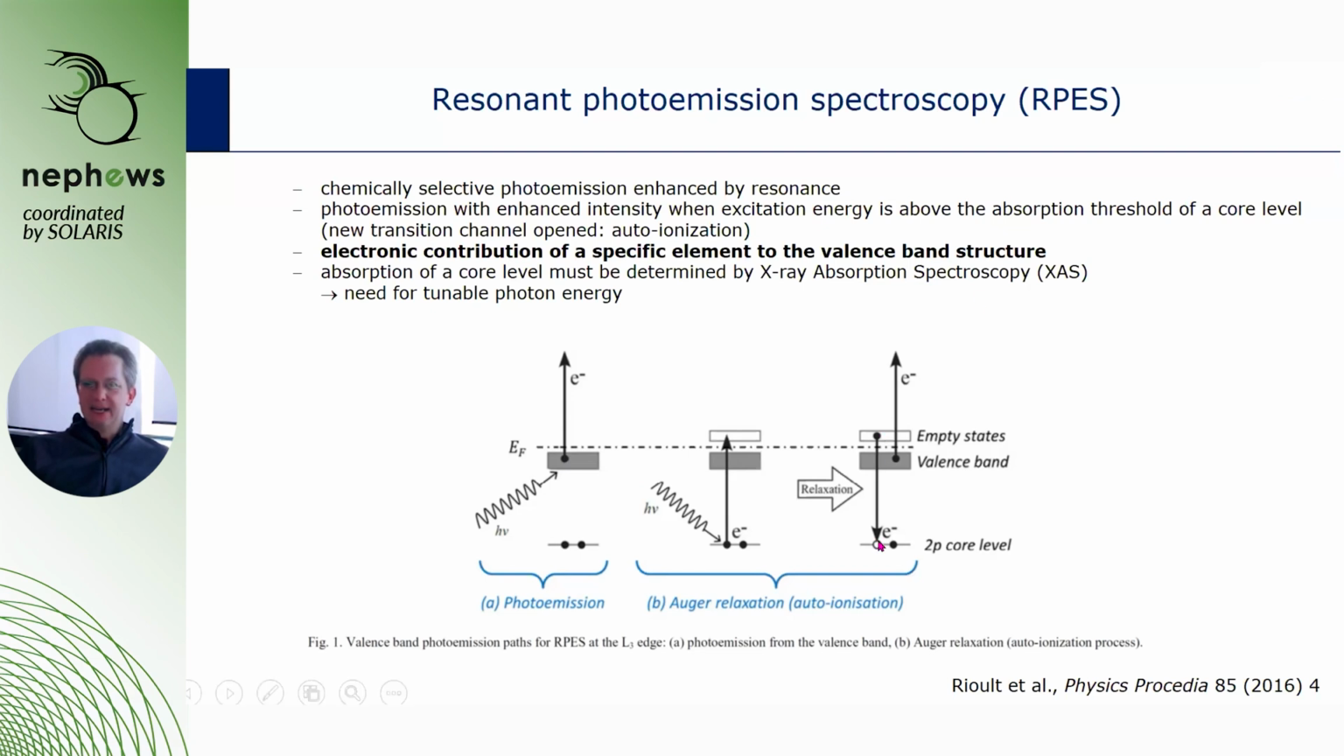This electron can relax back to the core level, and of course here it has to lose energy, and it transfers the energy to an electron from the valence band, which then gets emitted with the same kinetic energy as an electron that is directly promoted from the valence band itself. So as long as you have this core level absorption possible, you have additional intensity in your spectrum from that particular valence band that is involved in that process. So you get information that is specific for an element, and you can probe to what extent that particular element contributes to which part of the valence band structure.